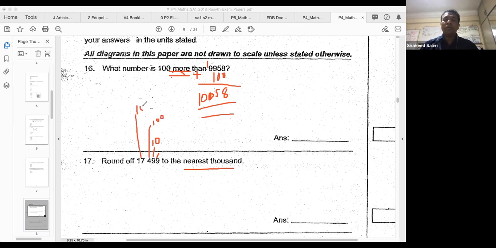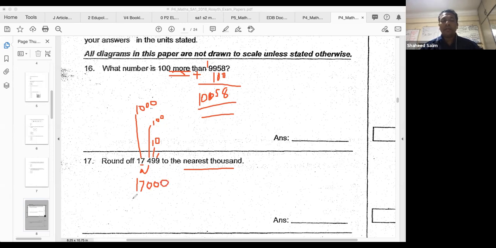So they want to know to how many thousand is this? Agak-agak berapa ribu? We must look, we underline this. We look at the one beside it, the digit. If this is 0, 1, 2, 3, 4, don't plus 1. So this is 4, you don't plus 1. So leave the answer is 17. The rest all becomes 0.